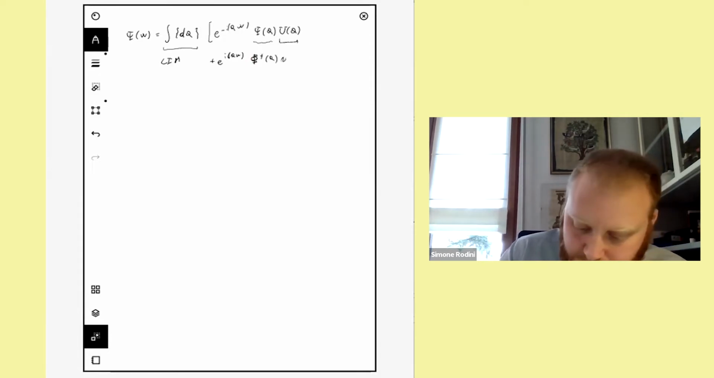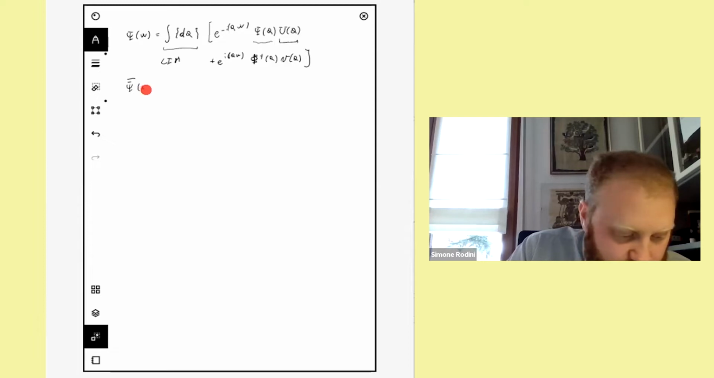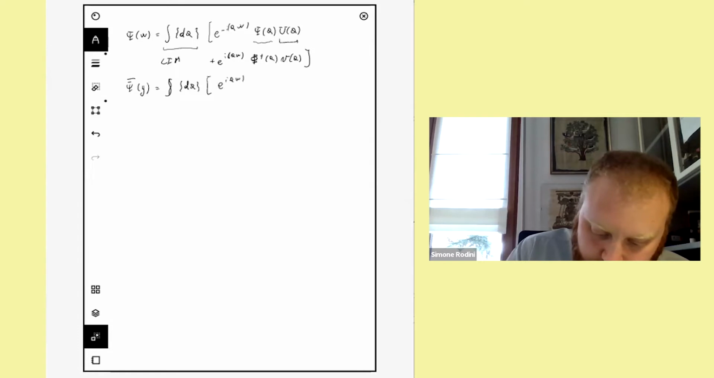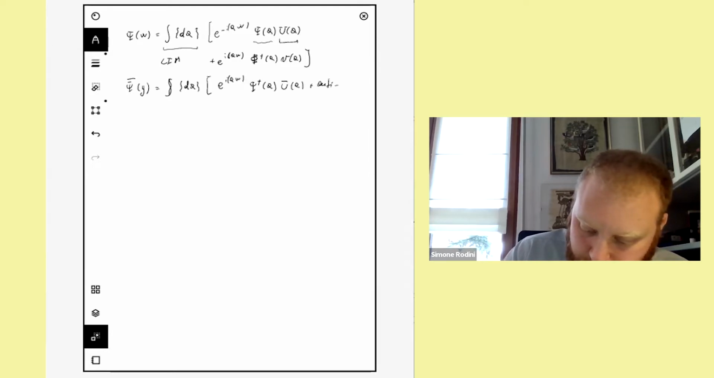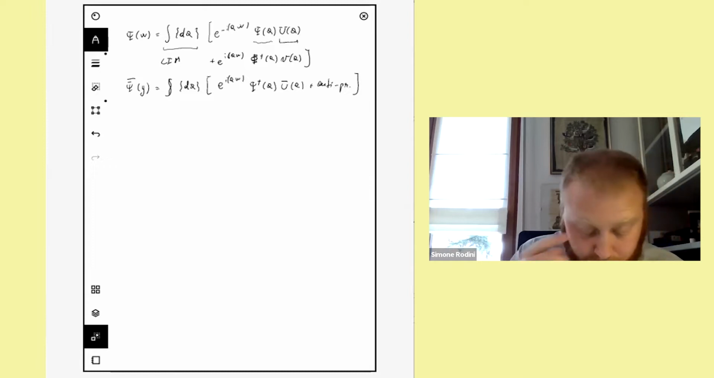This is the anti-proton, but we do not need it, though in principle it is in your theory. Basically you can do the same for C bar of Y. Then you have your integral over dq, e^{-iqw}, psi dagger of Q, C bar of Q, plus the anti-proton.